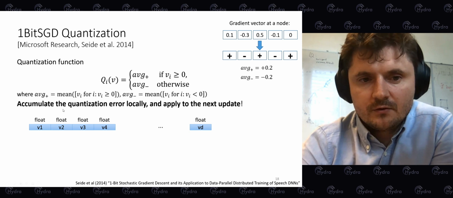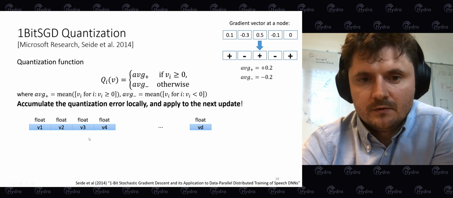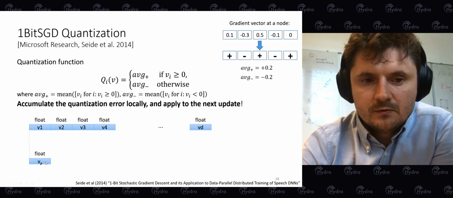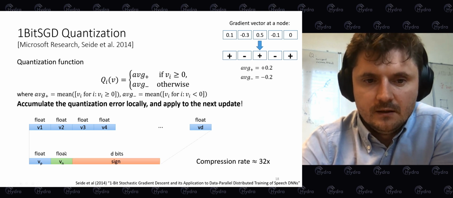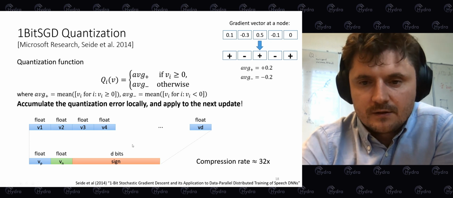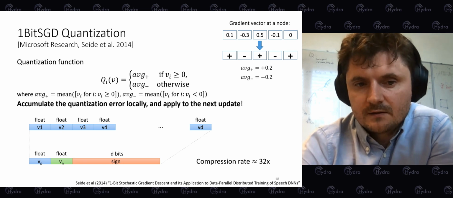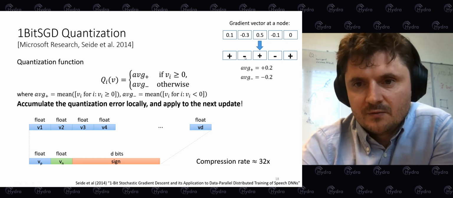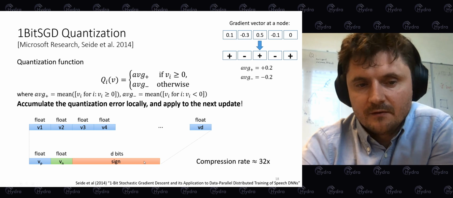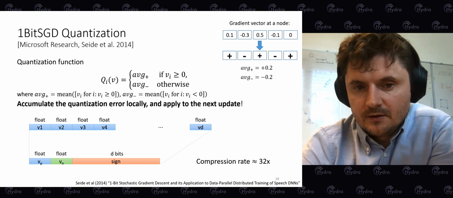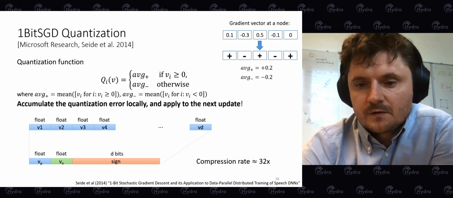So we had a huge vector of floating point values, right? Like d of these, 32 times d bits in total. And then we reduce this to 2 floats, one for the positive values and one for the negative values, and then d bits, just the signs, okay? So our compression rate seems to be pretty good. This is almost 32x compression, just because we eliminated the exact values and replaced them with signs plus some scaling factors which are negligible, okay? So this looks like it pretty much solved the problem for all but the very bandwidth constrained cases.